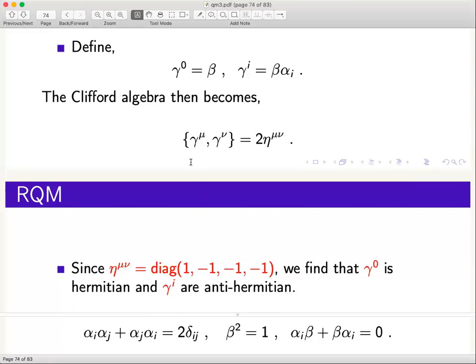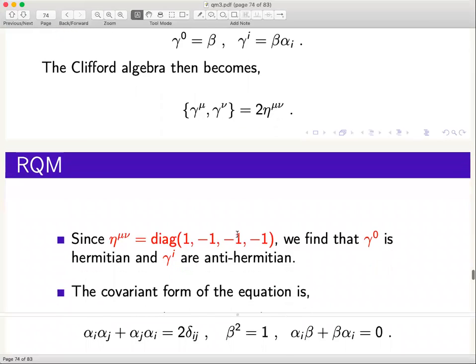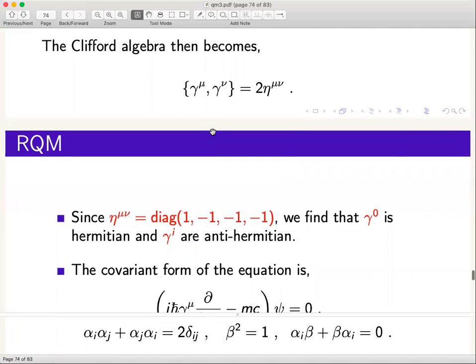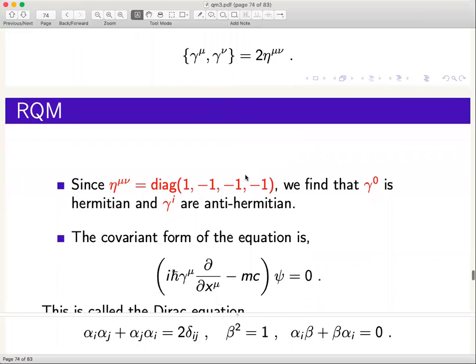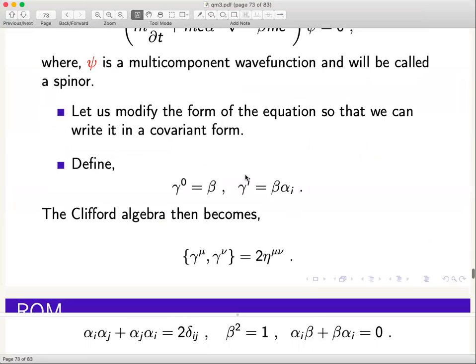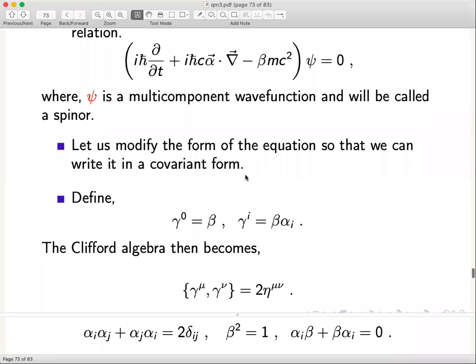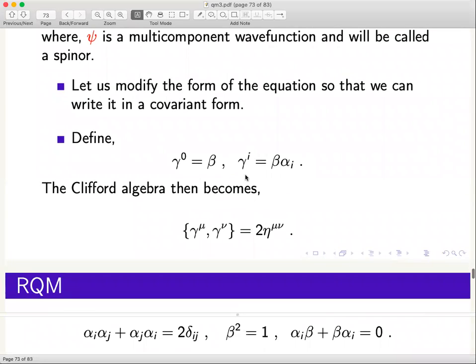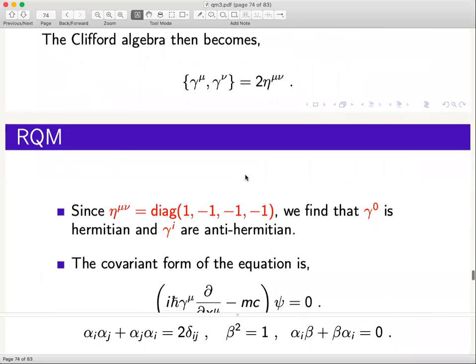But that tells us that if you substitute eta mu nu to be this quantity, then gamma 0 would continue to be Hermitian, but gamma I would be anti-Hermitian because gamma I would square to minus 1. Is that fine? Any questions? If there are no questions, then we can proceed ahead.